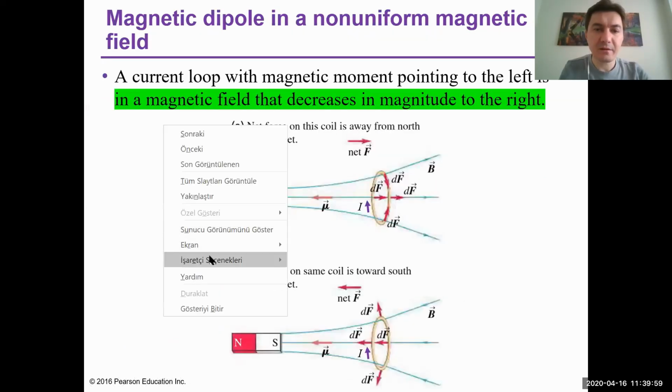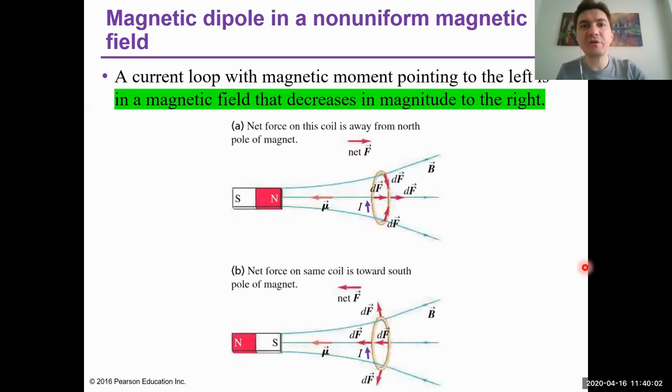Then let's continue with a magnetic dipole in a non-uniform magnetic field. Here we have a magnet, a permanent magnet. This is the N pole, this is the S pole, okay? And due to that permanent magnet, we know that we have magnetic field lines from N to S, right? From N to S, we have magnetic field lines. So we have just shown the magnetic field lines with blue color here on the right side, okay?